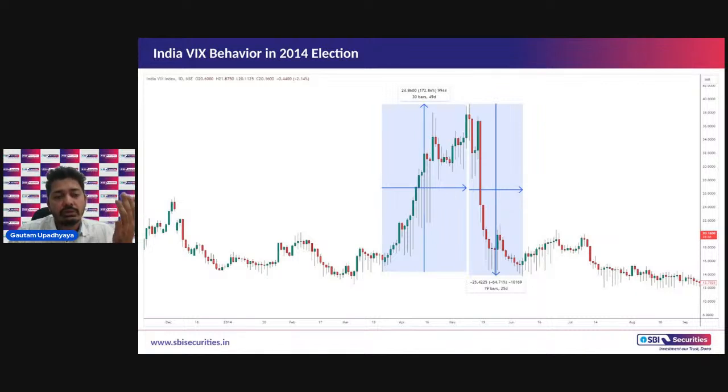The reason for this is the option sellers. For every option buyer there is an option seller. The option seller also wants to mitigate his risk. मतलब उसको भी अपना risk कम करना है. So what he does is he charges a higher premium during such uncertain events.